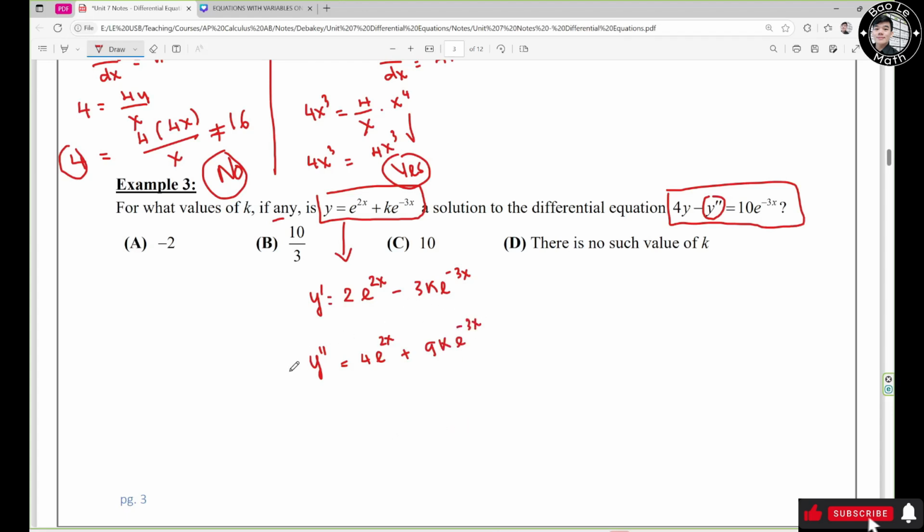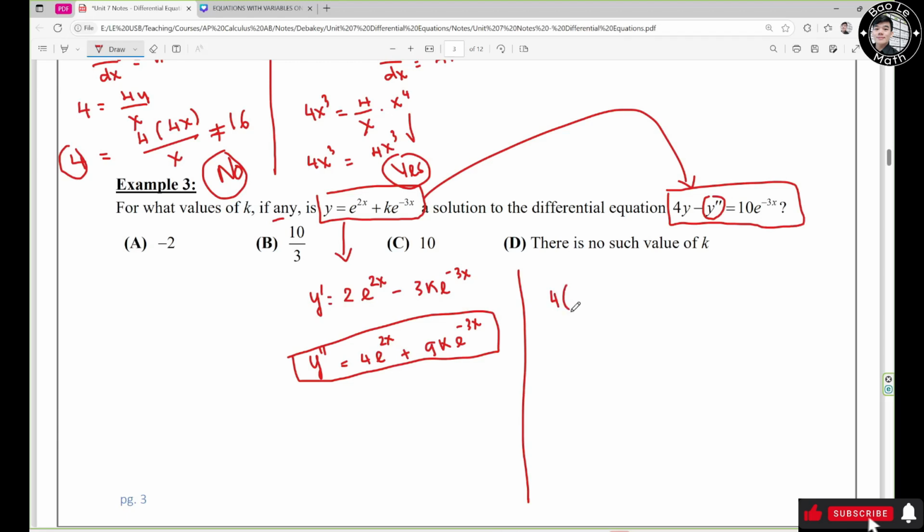Now I substitute y double prime and y right here into this differential equation. So I have 4 times y, which means 4 times e raised to the 2s plus k times e raised to the negative 3s, minus y double prime, which is 4 times e to the 2s, don't forget parentheses, plus 9 times k times e to the negative 3s.